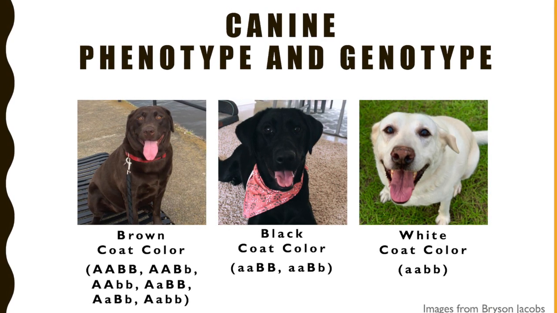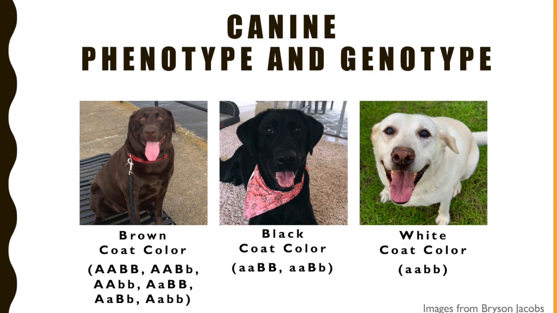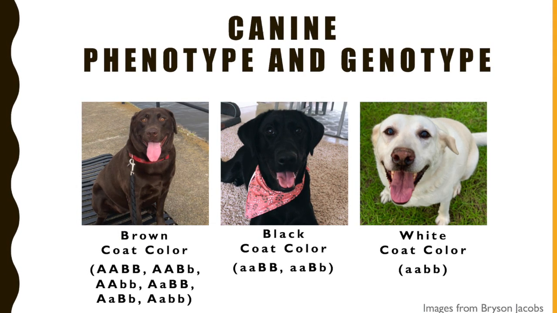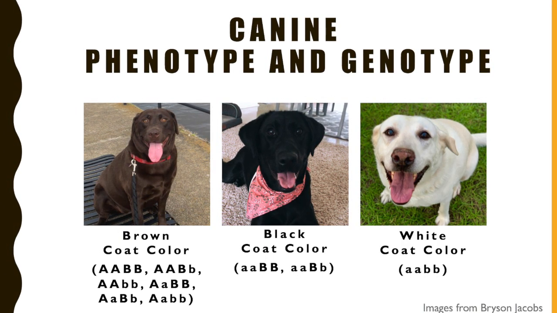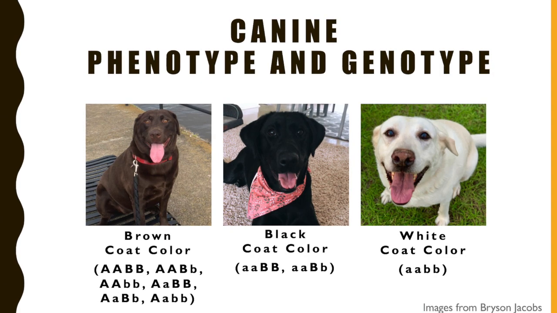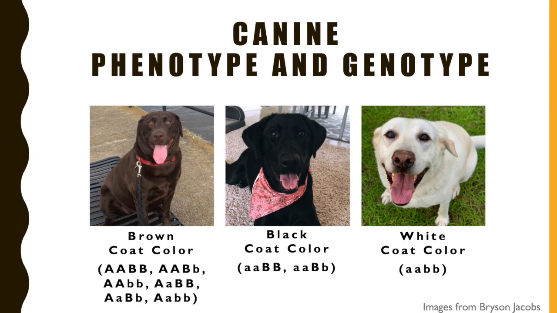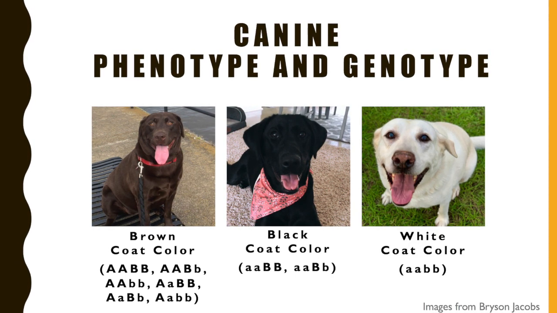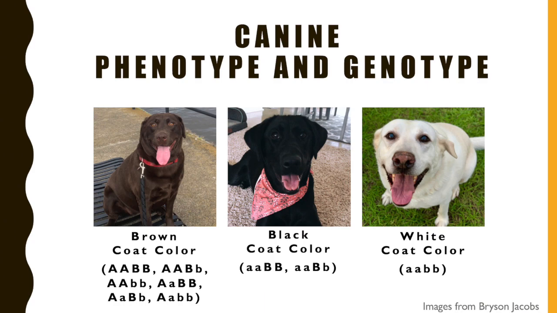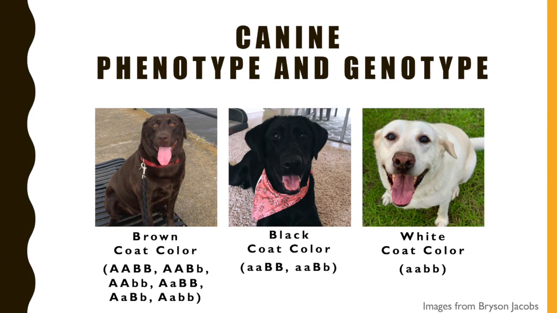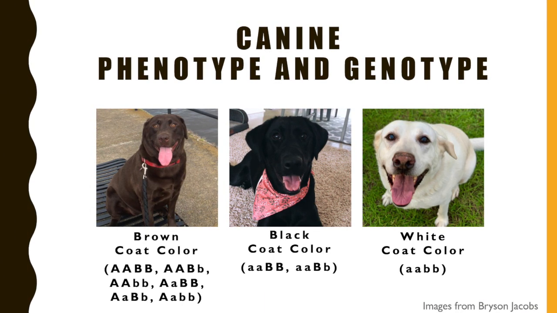Looking at the specific genotypes of each dog, brown dogs must be homozygous dominant or heterozygous for the A allele to exhibit a brown coat color. Any dog with a dominant A allele must be brown. Now looking at a black dog, it must be homozygous recessive for the A allele and have at least one dominant B allele to have a black coat color. For a dog to have a white coat color, it must be homozygous recessive for both the A and B alleles.